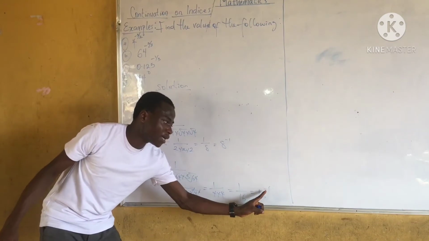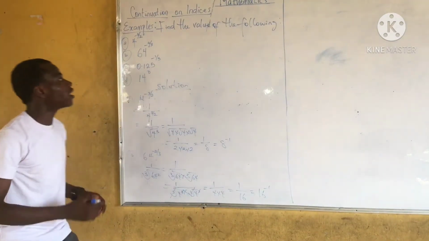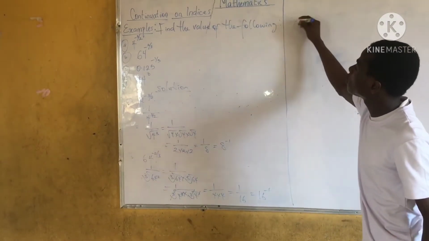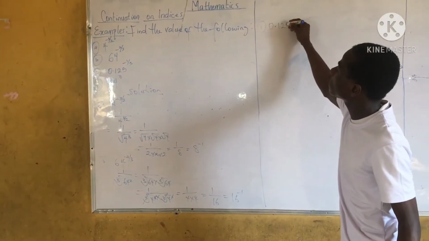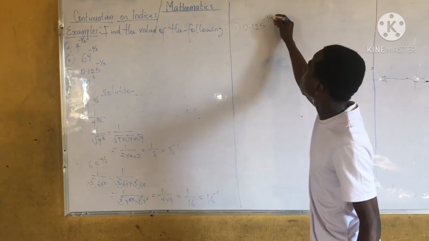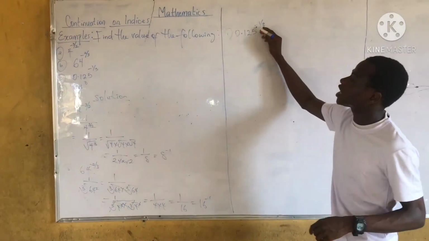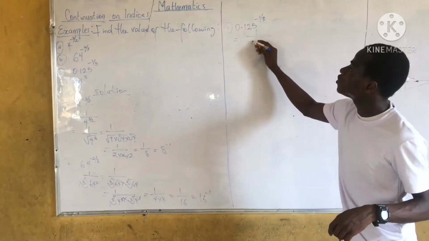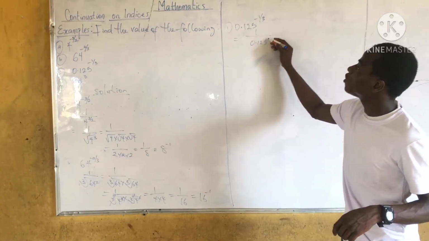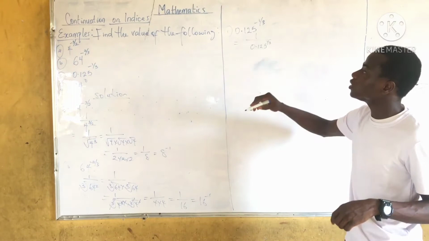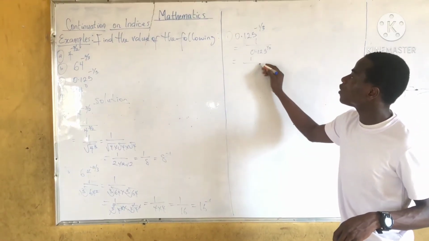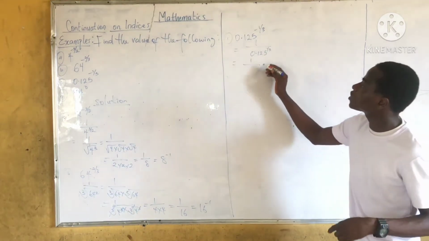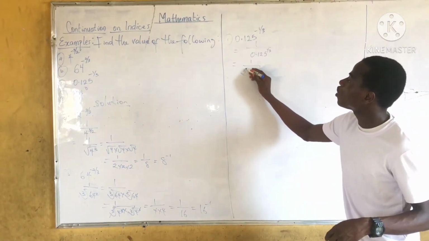As I've said, this minus here as power means 1 over. That's the second one. And the third one also says 0.125 raised to power minus 1 over 3. As I've said, this minus as power here means 1 over, so it becomes 1 over 0.125 raised to power 1 over 3. So we now say 1 over, now I said this 3 here as denominator means cube root. So you say the cube root of 0.125.